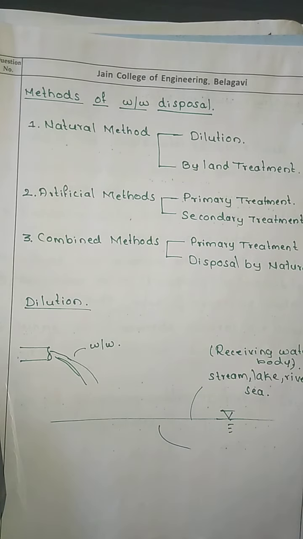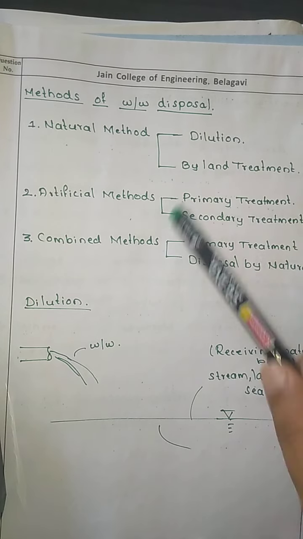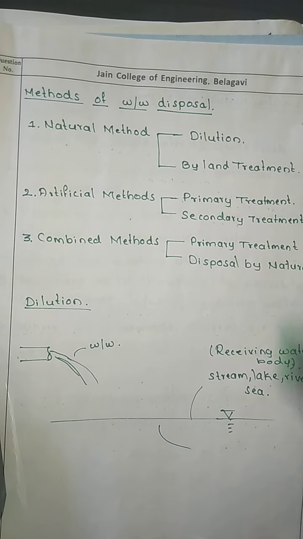Then the third method is the artificial method. In the artificial method, we give the water primary treatment such as sedimentation, removing all the large settleable and floating elements, before disposing. Next is the secondary treatment, which involves biological treatment such as a trickling filter, activated sludge process, oxidation pond, etc.